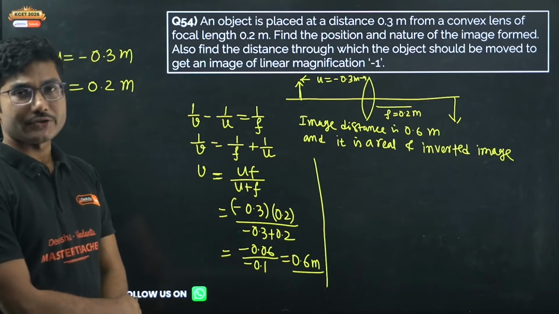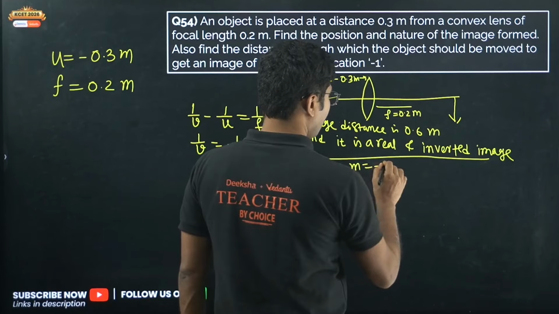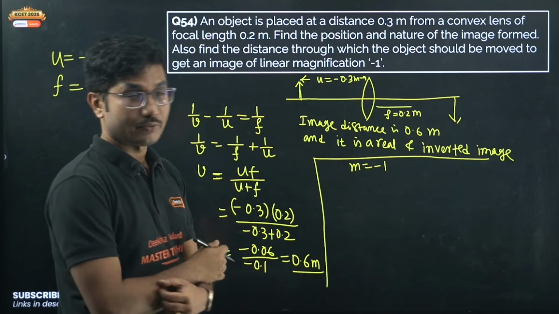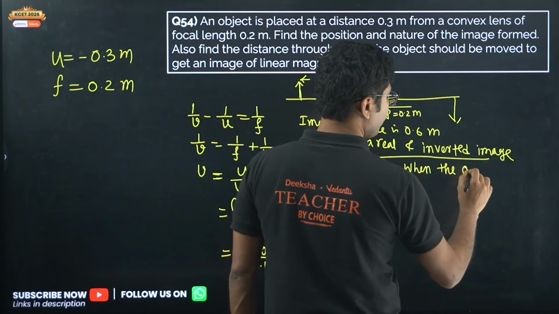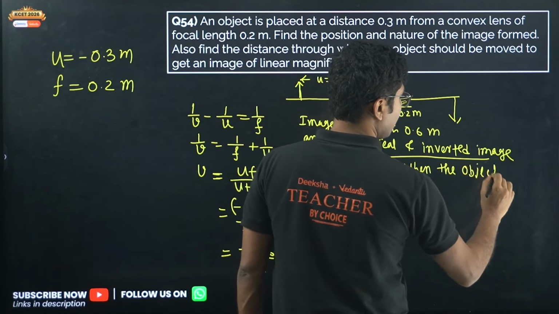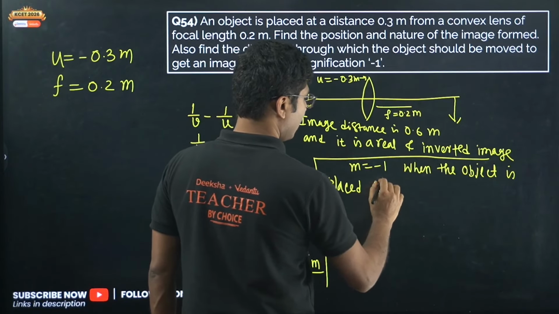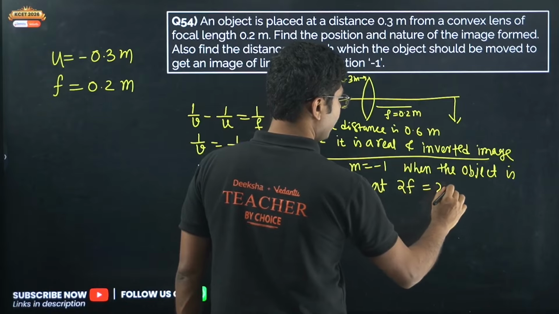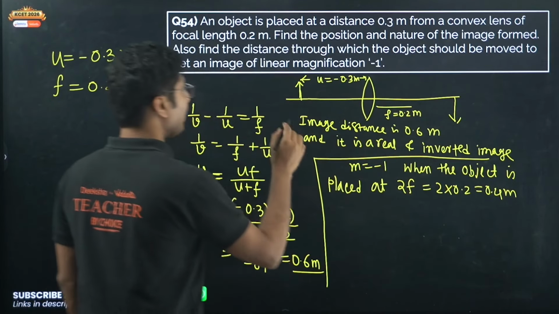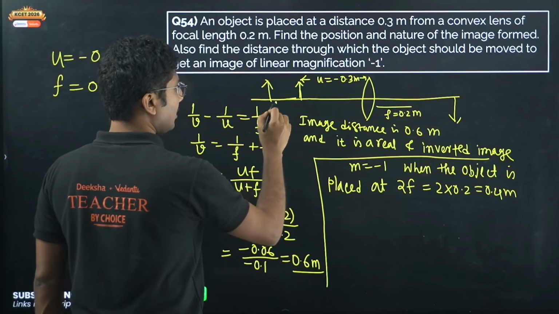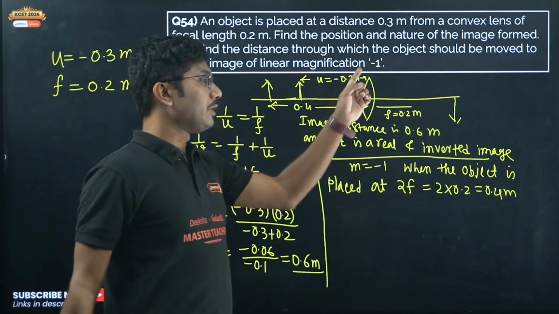Next part, they have asked, also find the distance through which the object should be moved to get an image of linear magnification minus 1. We get linear magnification equal to minus 1 when the object is placed at 2f, that is 2 into 0.2, that is 0.4 meter. So if you place the object at 0.4 meter, then only you will get the real image with magnification minus 1.